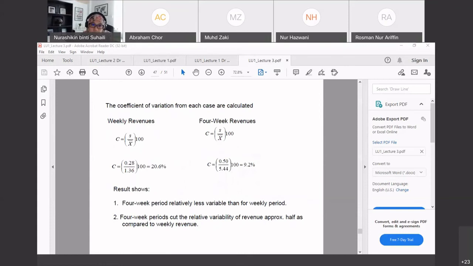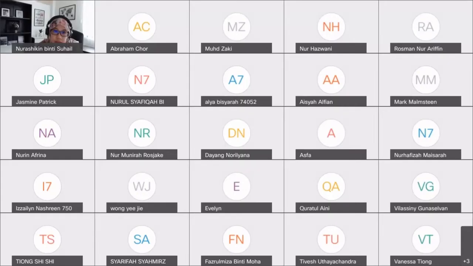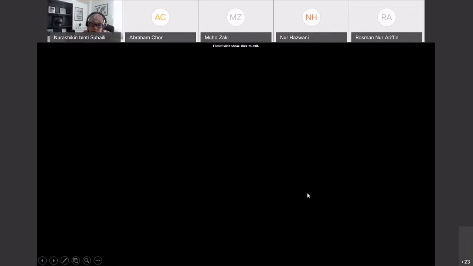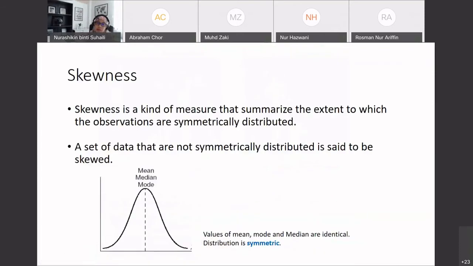Right, and the fourth way of measuring the dispersion is by the skewness. Okay, so what is skewness? It's a kind of measure that, sorry, I don't share it. Okay, skewness is a kind of measure that summarizes the extent to which the observations are symmetrically distributed.